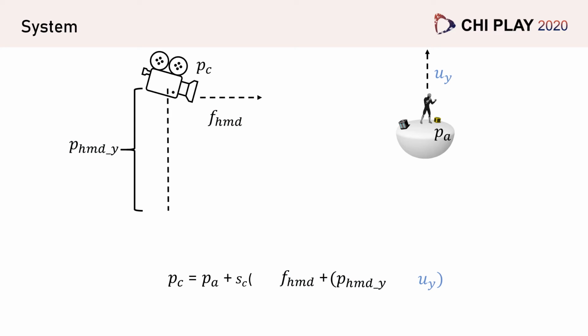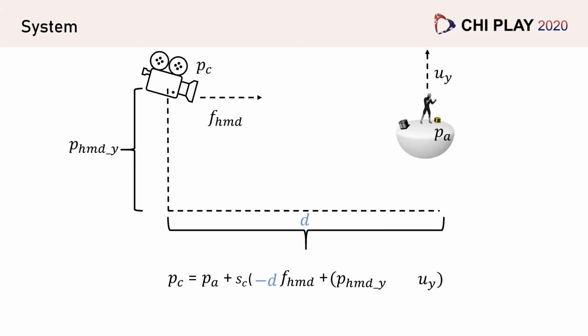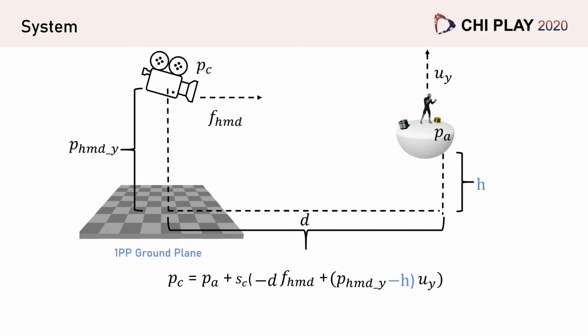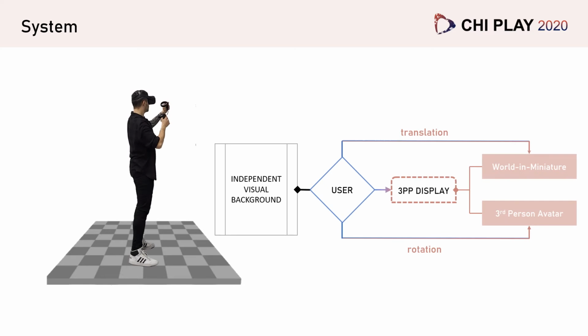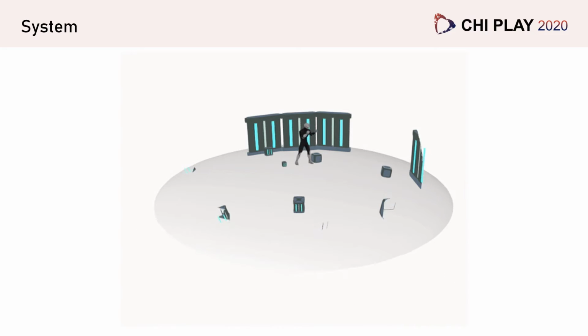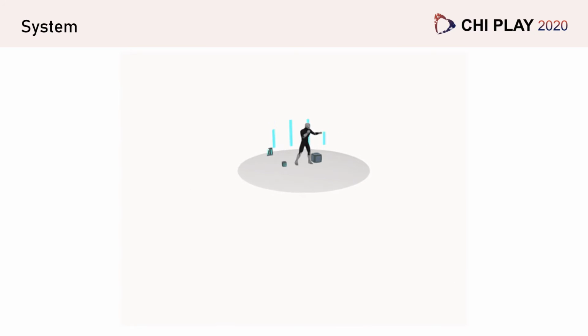This calculation also includes coefficients to adjust how far the camera will be away from the avatar, as well as the avatar's elevation from the first-person ground plane. This ground plane is a reference world surrounding the user, also called an independent visual background or an IVB. Previous research has shown that including an IVB reduces simulator sickness. Additionally, we utilize a cutout shader to restrict the display volume so that the large virtual worlds will not be penetrating the user's body volume.